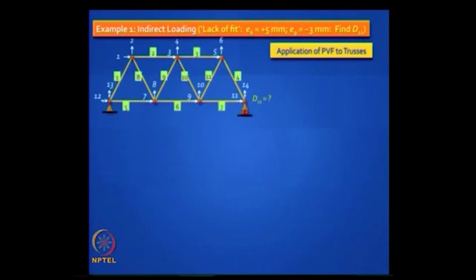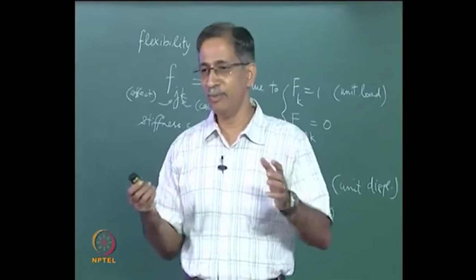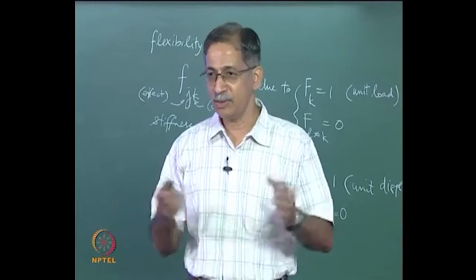So this can be applied to trusses. So here is an example of indirect loading. Let us say you have a lack of fit and two of the bars have a change in length. The bar number 6 has been manufactured and came with a length which is 5 mm more than its desired length, and the bar number 9 is too short by 3 mm. So you kind of fit things together. Will you get any internal forces when you do this? No, because you have a just rigid system. The bars will just move about a little bit, there will be no support reactions, no internal forces.